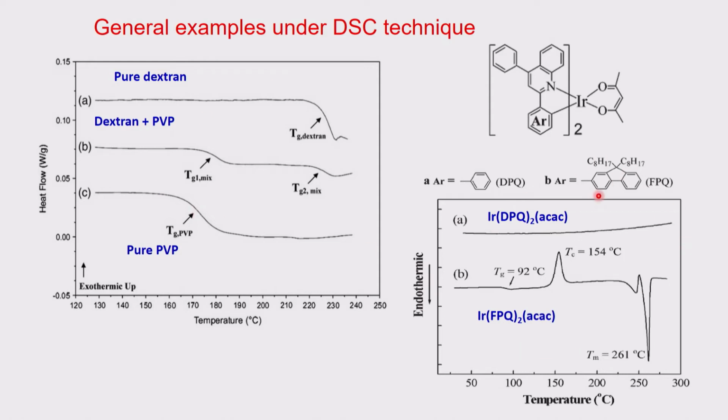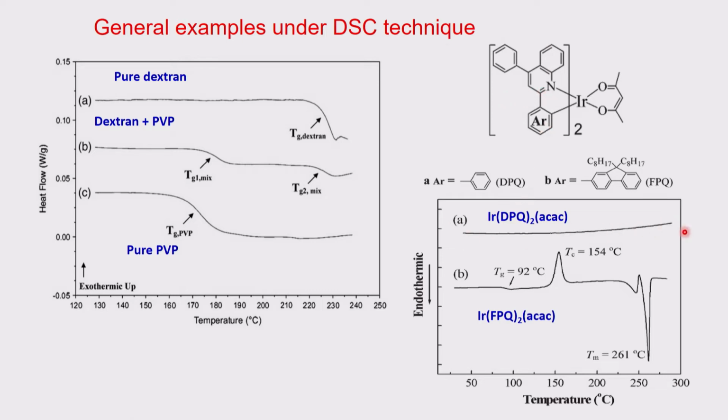You can look at some inorganic examples as well. You can see this is one complex of iridium bonded to acetylacetone. This is fixed, and on this side you have the nitrogen and the iridium-carbon bond. This group can be just a phenyl group or this kind of group. It's a big group.